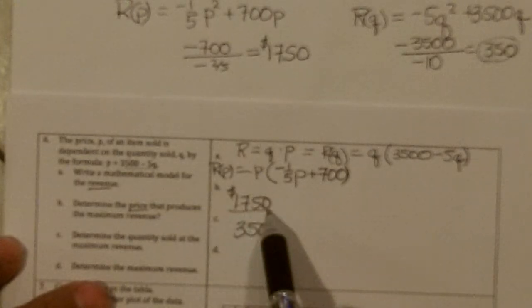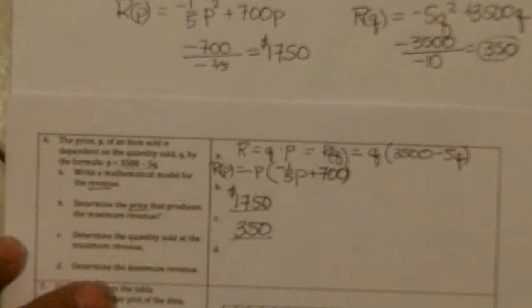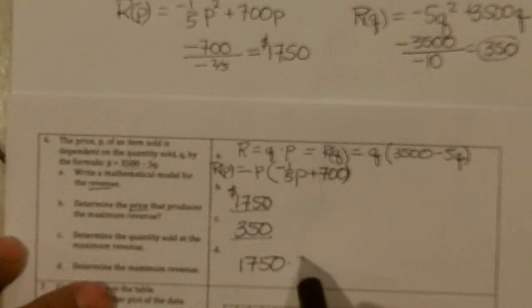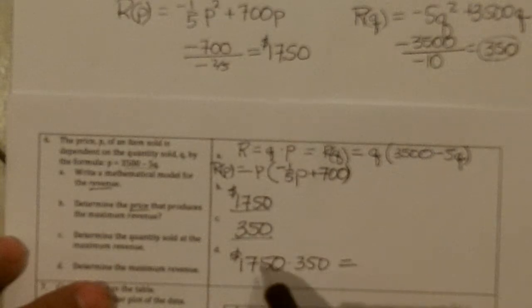Since I have both the price and the quantity, I can just multiply these and get the maximum revenue. 1750 times 350. 350 items at 1750 per item is a revenue of 612,500.